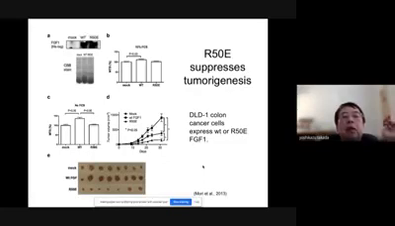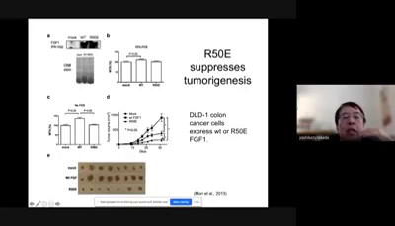Okay. So we tested if that is really true. So we transfected and expressed this wild type or mutant into colon cancer cells, and then tested if colon cancer proliferation can be suppressed. Answer is yes. This mutant is secreted into the culture media from cancer cells. They were injected into nude mouse.